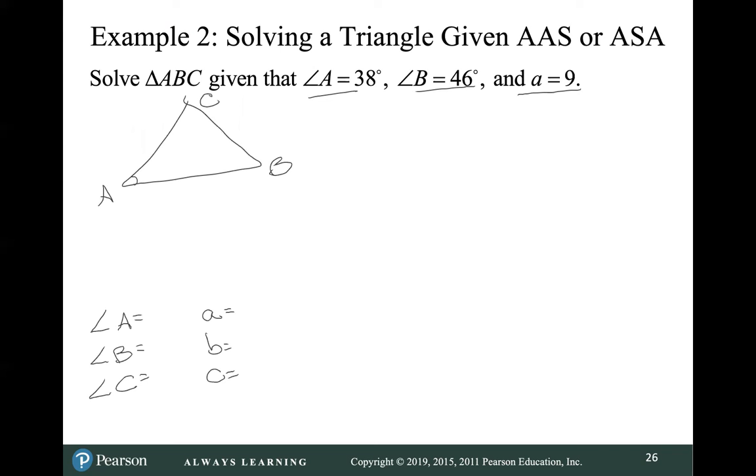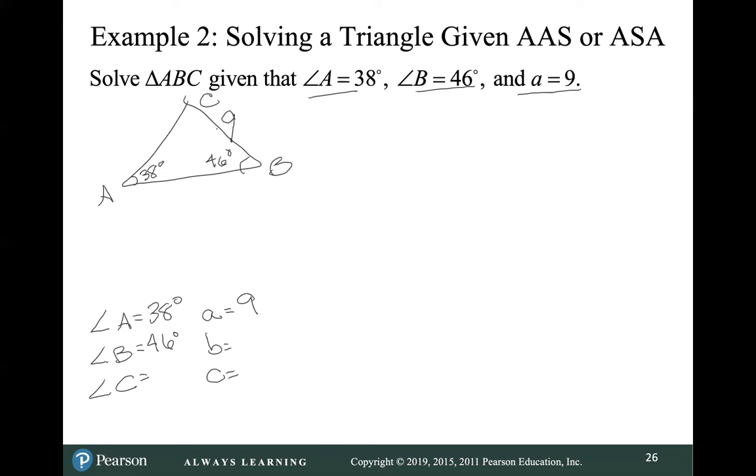Angle A is 38 degrees. Angle B is 46 degrees. So I can already fill those two in. Side length A is 9. Side length A is always opposite angle A. So we have the side length between vertex B and vertex C is 9. Okay, so I need to find the rest of them.